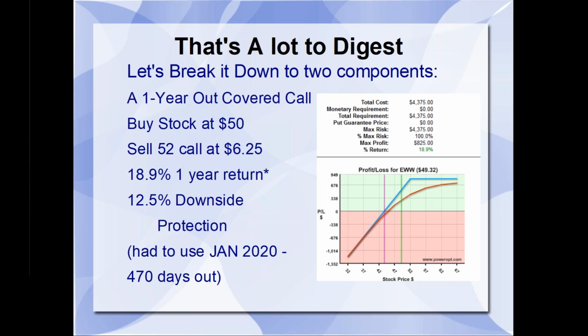It does offer a 12.5% downside protection. What does that mean? It means the stock can fall 12.5% or down to $43.75 just with the covered call structure, because we took in $6.25, right, before you start losing money on this part of the position. Okay, so I did use the January 2020 in this case, which is 470 days at a time. So this is one of the two components of this collar that Mark had mentioned.